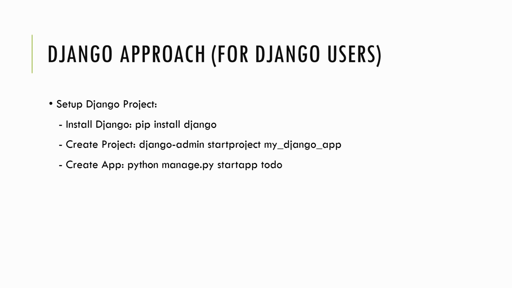For those who prefer Django, the setup begins with installing Django using pip install Django. After installation, you will create your project and app using commands like django-admin startproject my_django_app, and python manage.py startapp todo. Django follows the model view template architecture, which is more structured compared to Flask.